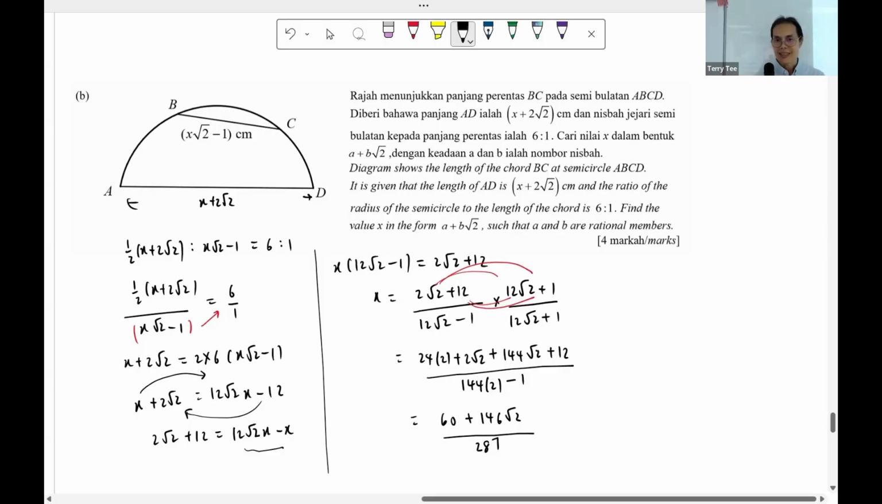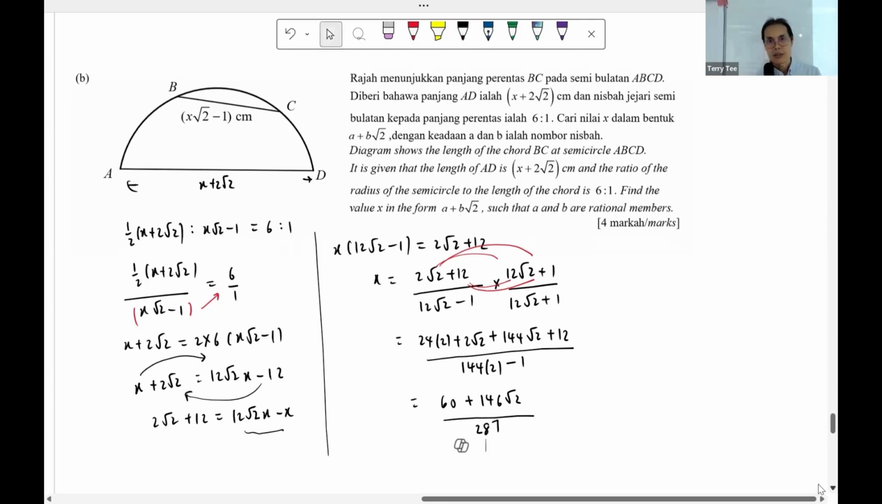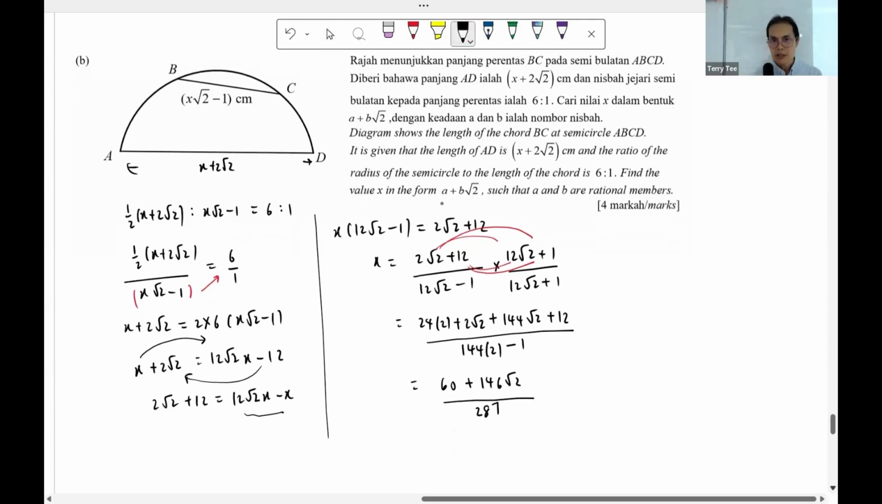Now the question says find in this form. Now this is a bit ugly number, right? Because you cannot divide further. 60 cannot divide 287, right? So it's okay. We just leave it in this form. So you write this as 60 over 287 plus 146 over 287 √2.